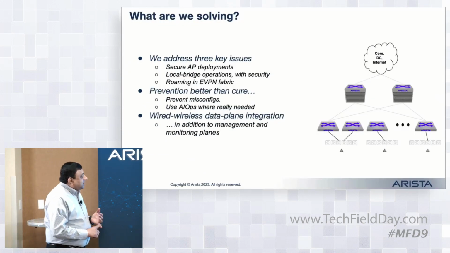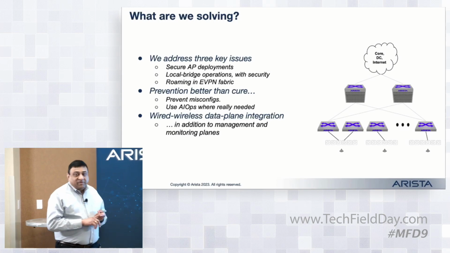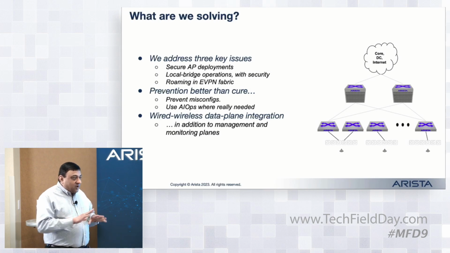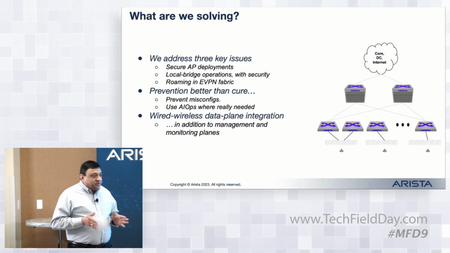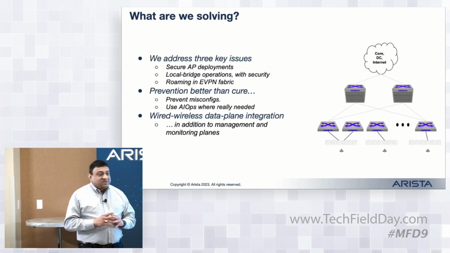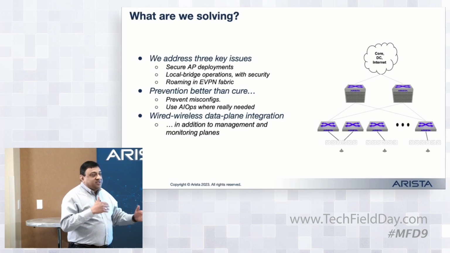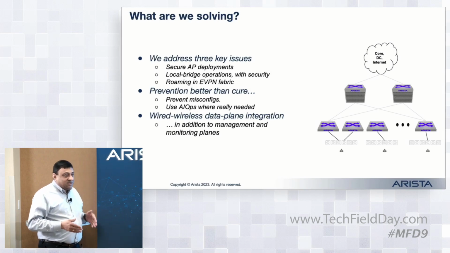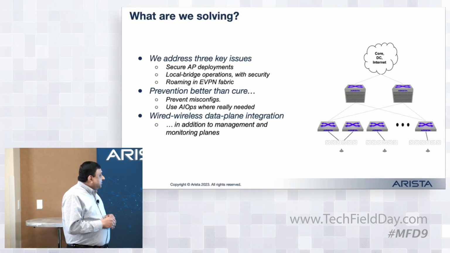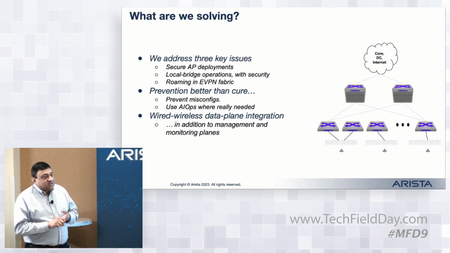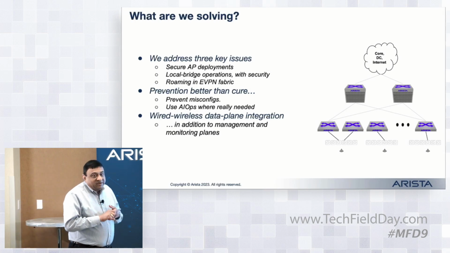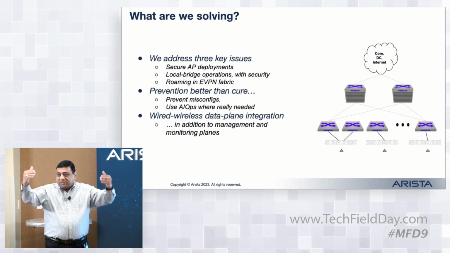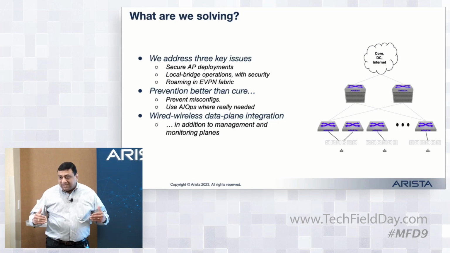What we are solving for in the next few slides is fundamentally three things. One is secure AP deployments, and I'll expand on all of these. For local bridge mode, one of the big issues we have faced is that I have thousands of APs and I need to define these VLANs in all the access switches and distribution switches. What can we do that is more intelligent than manually defining all these VLANs? And finally, the third point is roaming with an EVPN fabric, where your network is not just pure L2. You're bringing some of the Ethernet VPN capabilities down to the access layer.